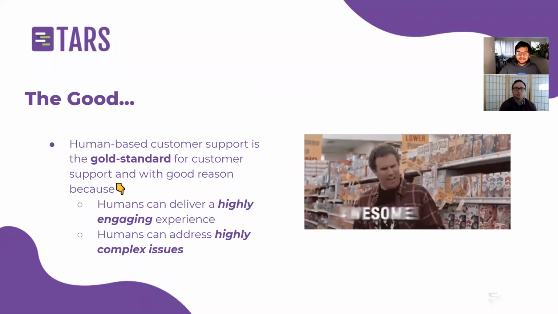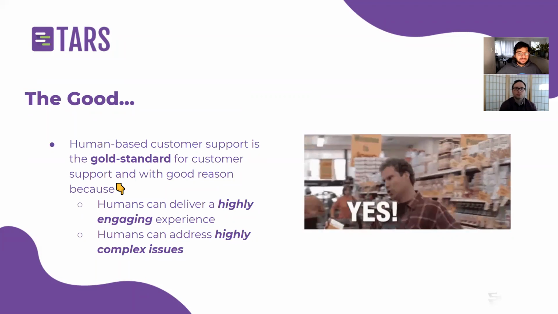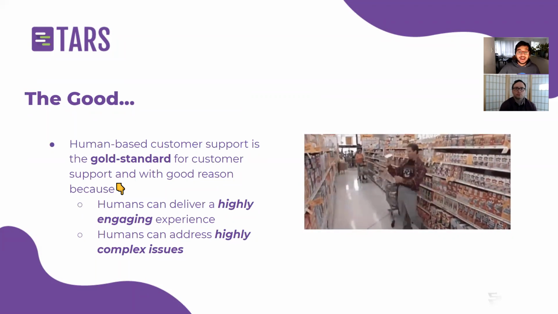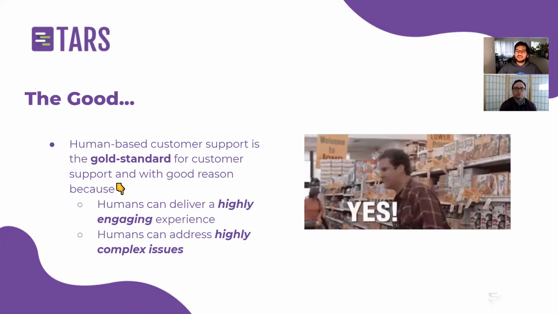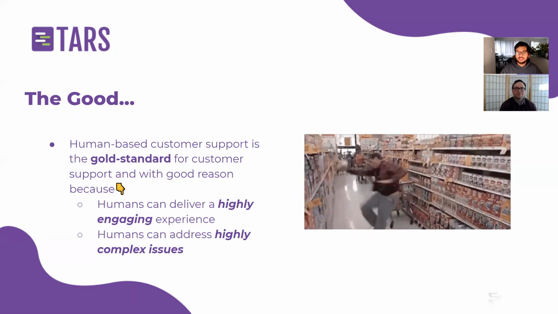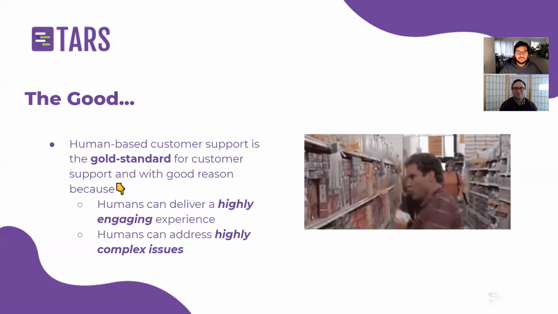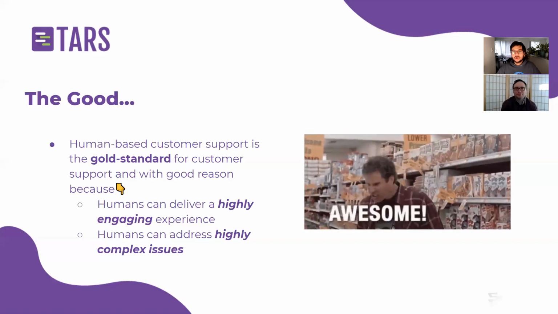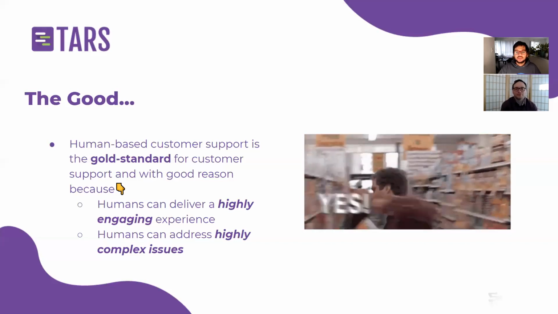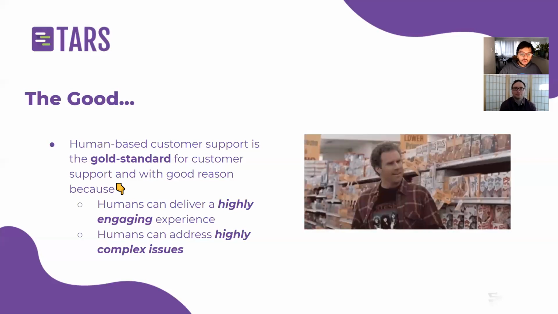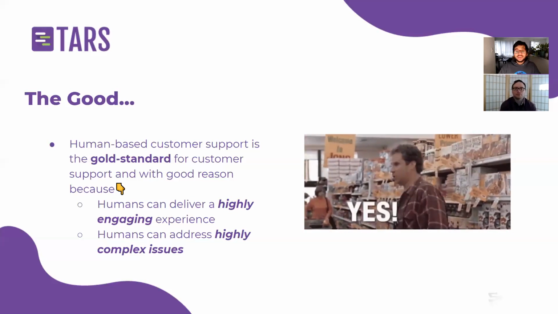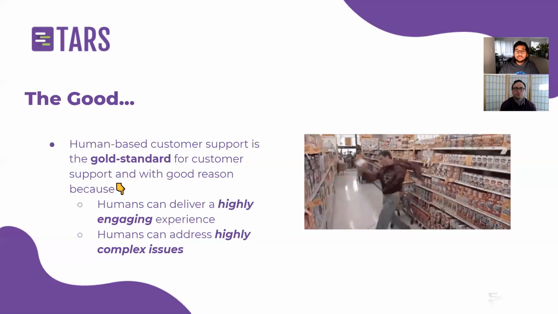Human-based customer support systems, just because human beings are smart creatures, are highly engaging. So when you're talking to a human being, they can add their own personal touch to that conversation. They can direct the conversation in very specific directions to make the experience better for you. And they can troubleshoot pretty complex issues.